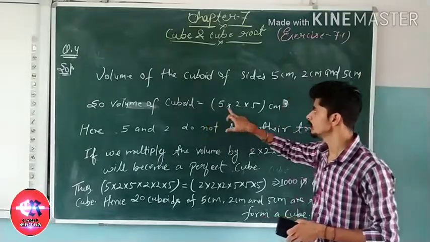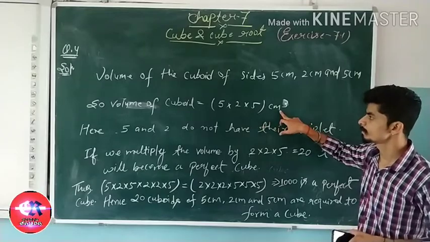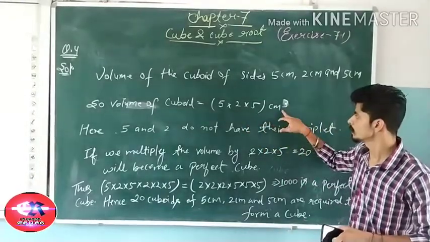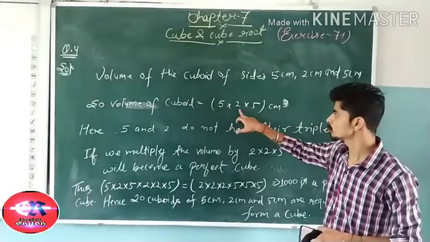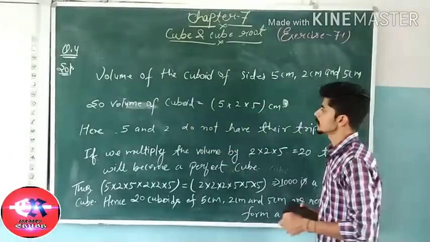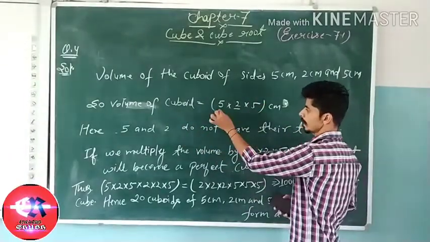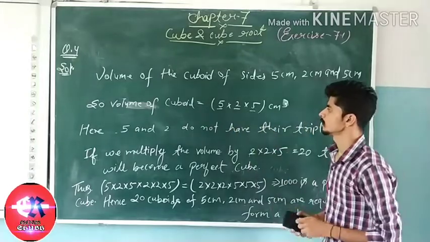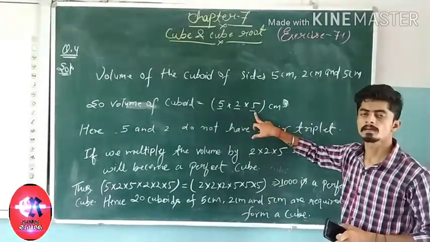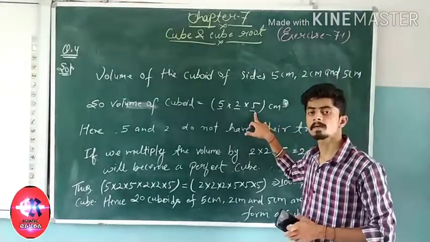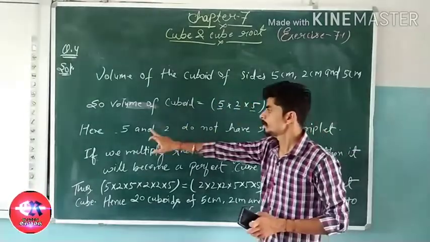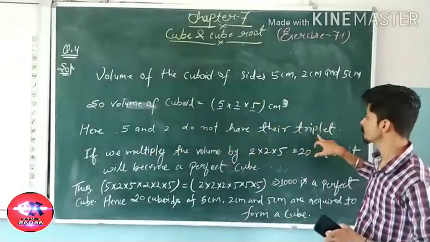What is the volume of the cuboid? Length into breadth into height, and it will form a cube. Because it is 3-dimensional, it will form a cube. So 5 into 2 into 5 is the volume of that cuboid. As we can see here, there is only one 2 and two 5s. That means when we multiply it, it will not become a perfect cube. So what do we have to do here? Here 5 and 2 do not have their triplet.